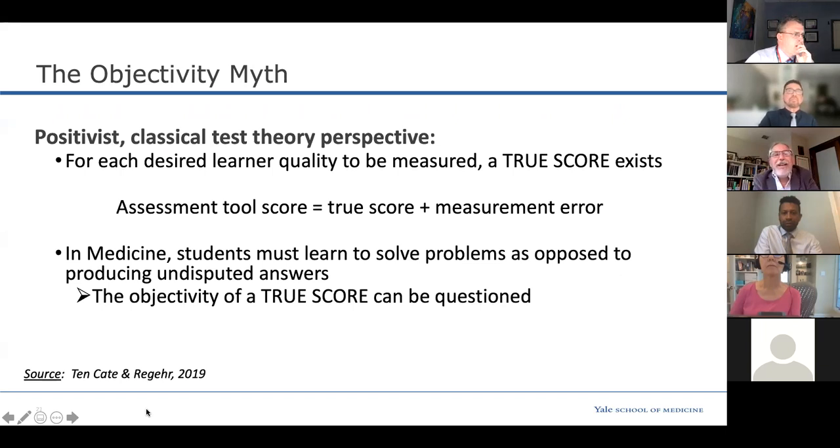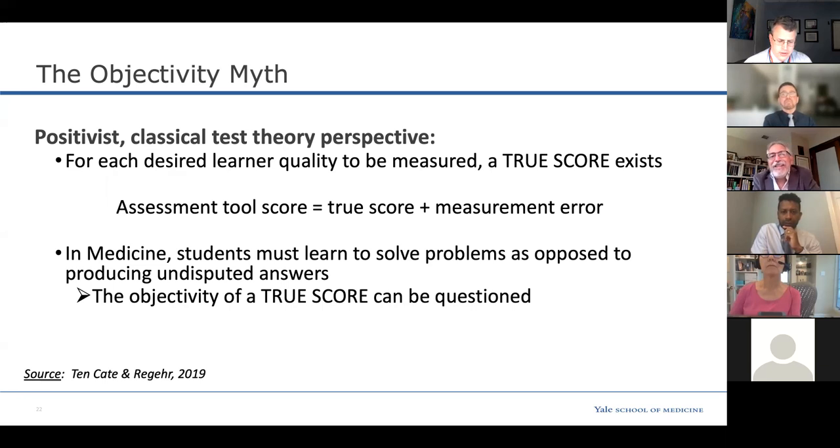I like to call this one, and others have as well, the objectivity myth. A positivist or classical test theory perspective is that for every learner, everyone you're rating, there's actually a true score. Now, we don't know that. We try to get at it through assessments and instruments. But there's a true score, and then there's some sort of error. We don't know what that error is. But that's a classical statistics way of thinking about these things.